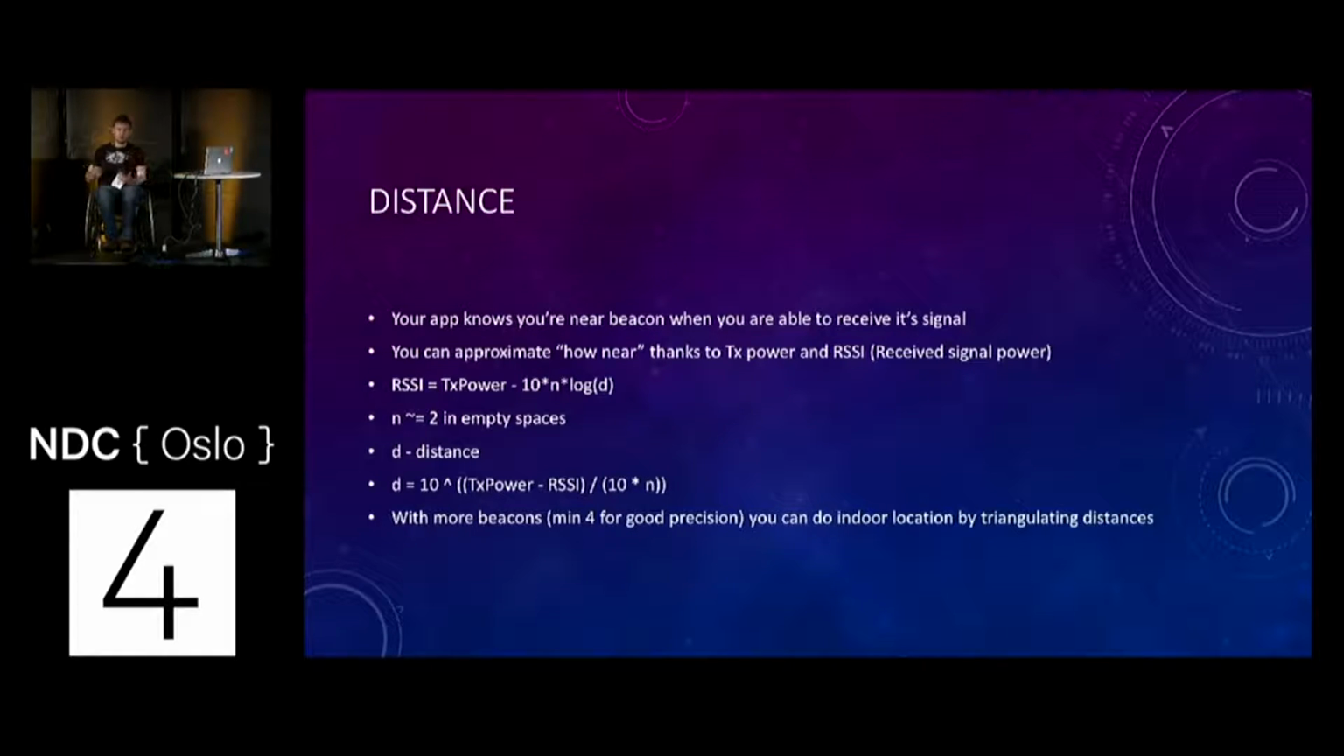And also what I mentioned, if you have more beacons in space, technically 3 is enough to do triangulation, as the name suggests. 4 or more is better, and the bigger the space, the more beacons you'll need to cover the area to have a good precision of their location.